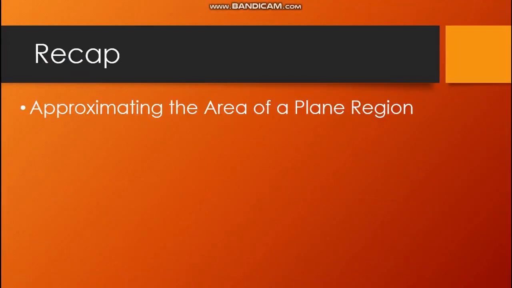Okay, from the previous lessons, you have learned how to approximate the area of a plane region given the number of rectangles, circumscribed and inscribed rectangles. Where the circumscribed rectangles, the sum of those areas is always greater than the area of the plane region, while our inscribed rectangles is always less than the area of the plane region.